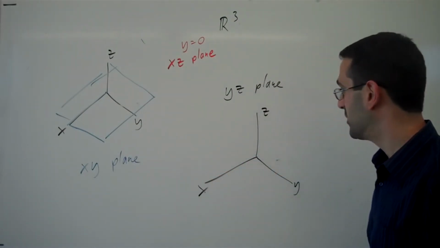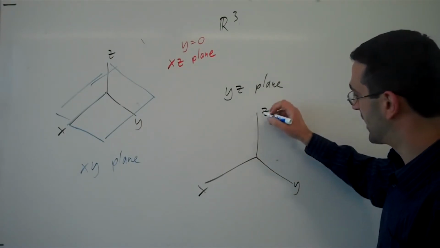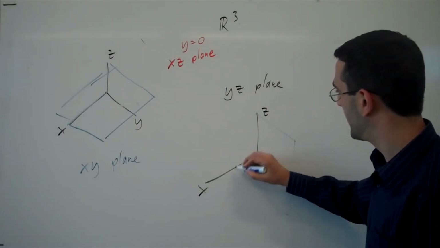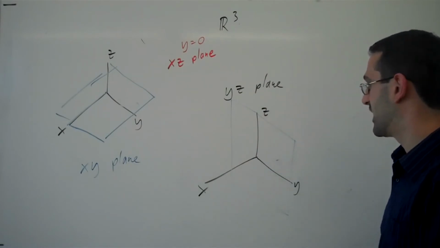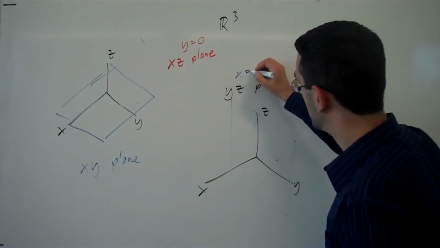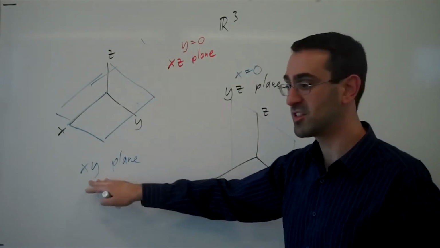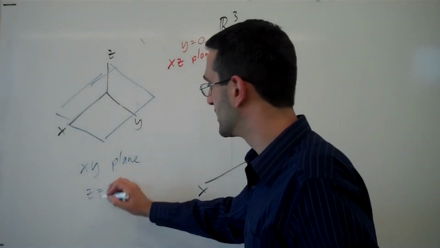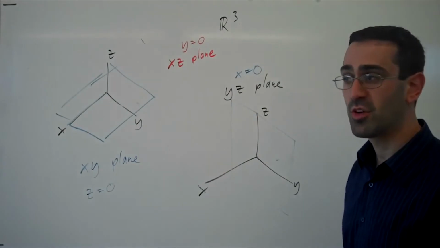Well, the yz plane would be the one that includes the y and the z axis, and it would be this one out here, right? Including the y and the z axis where x is 0, right? Over here, this is where z is 0. Okay? Those are the coordinate planes.